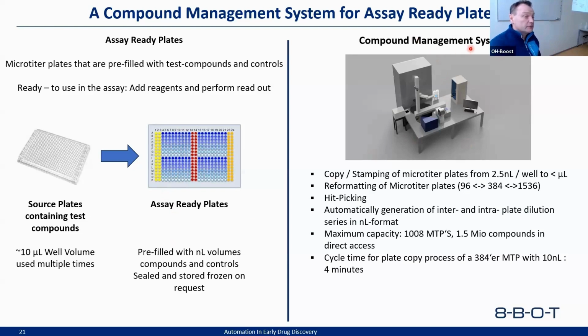It has 2 incubators here, one for the source plate, one for the destination plate, and you can produce plates in microliter format. Total capacity would be about 1.5 million compounds in direct access, which I can have at my fingertips at my keyboard, and let me generate a plate out of this. Typical cycle times are about 4 minutes from begin to end. So if I want to have a plate, I tell the system, give me a plate, and it takes about 4 minutes until I have the plate in my hand and I can use it.